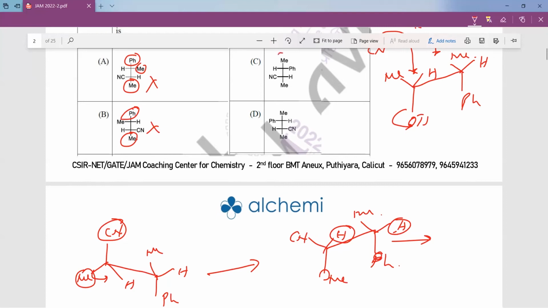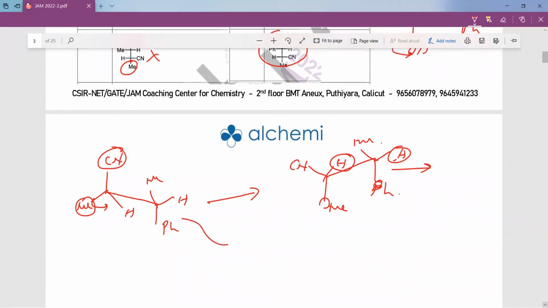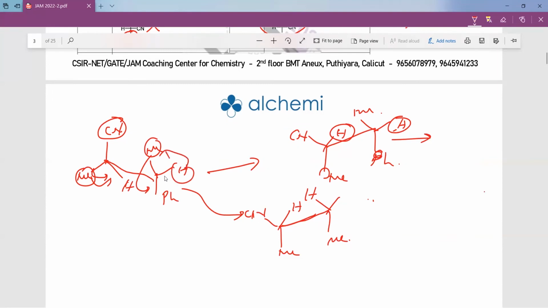Now we should check options C and D. For C and D, Me groups are on the top and bottom. So to convert this to eclipsed conformation, we should keep the Mes here. Okay, you should write the structure like this. Me and Me should come here. So if I place this Me here, CN will be here, hydrogen here, and if I place this Me here, this hydrogen will go there and Ph will come here. So Ph will be here, H and Me.